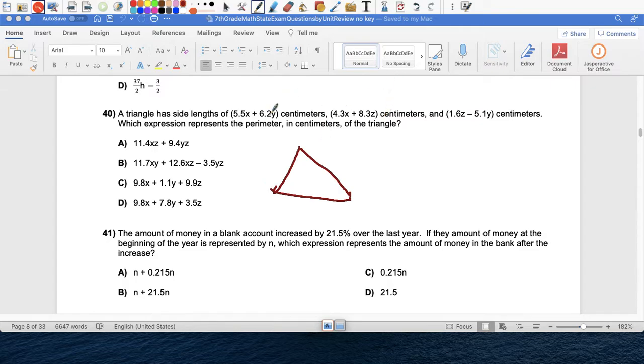Well, you want the perimeter, so if you want, well, I'll draw it out since I started. 5x, 5.5x plus 6.2y. You have to draw this one. 4.3x plus 8.3z. This is 1.6z minus 5.1y. So if you want the perimeter, you got to add all these.